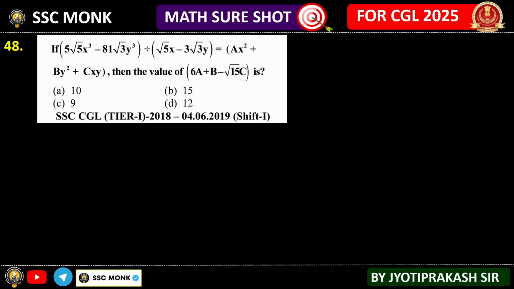Next, root 5 x cube minus 81 root 3 y cube divided by root 5x minus 3 root 3y is equal to x square plus y square plus xy.